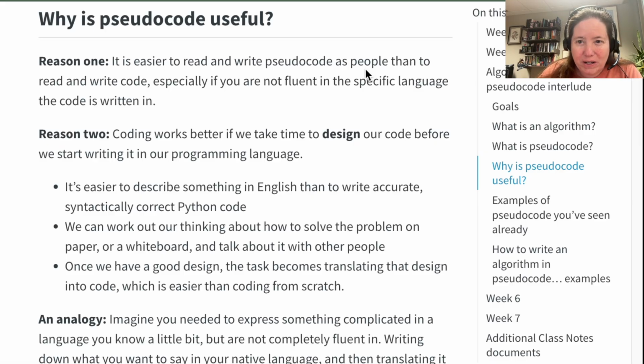The second reason is also critically important, and it gets at why we are emphasizing pseudocode in this class. When you go to write a program of any scale, whether it's just a short 3 or 4 line script or a 100-line or a 1,000-line program that you write later on in your career, it always works better if you take seriously a step of design before you start implementing your code.